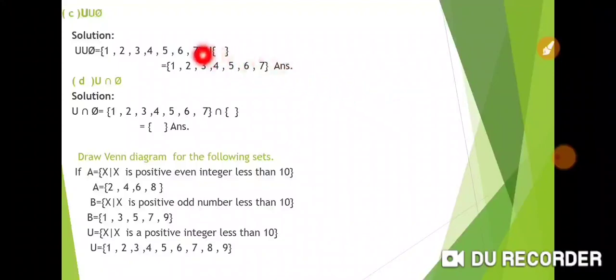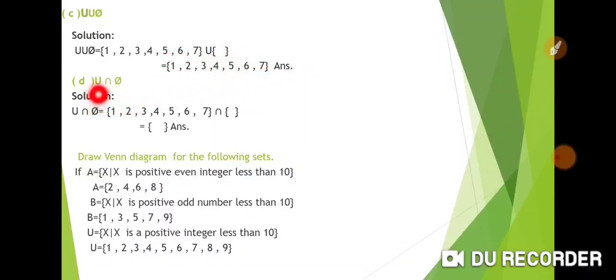Next we have universal set union null set. Now what is the null set? The null set is the set having no elements, the empty set. So the universal set union null set: we take all the elements of the universal set and the null set. Here we have the answer.